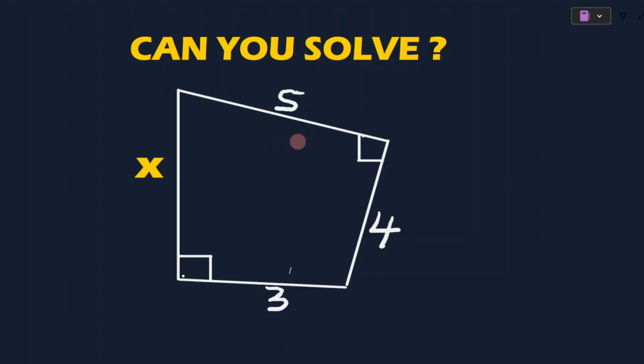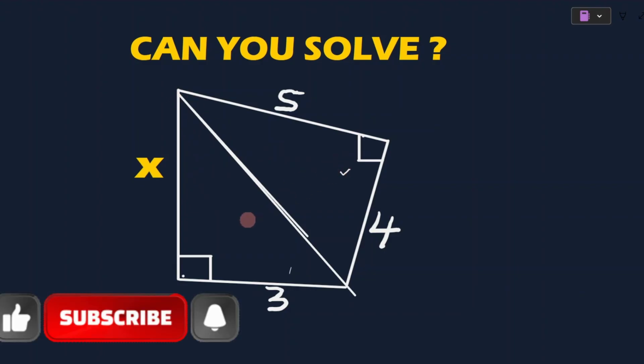The secret to solving the question is not by taking the whole figure as one big quadrilateral. So what can we do? We have to split it this way. If you notice, we now have two triangles after this quadrilateral has been split. This is one triangle and this is another triangle.